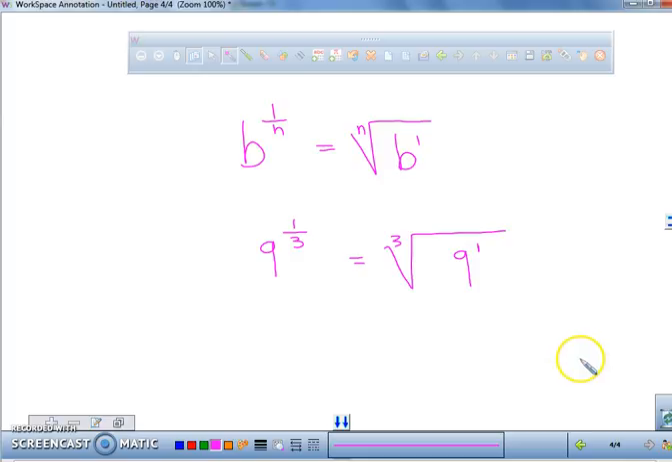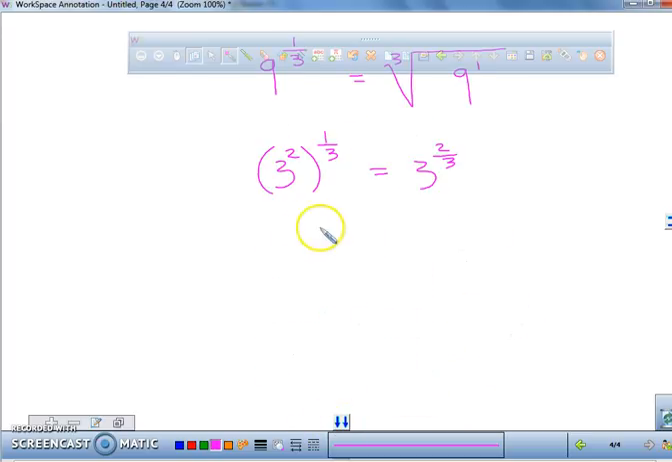Now, by the way, remember when we did that little chart where we had like 2 to the first, 3 to the first, we made those? 9 can also be rewritten as what? 3 squared, right? Well, what if I took 3 squared and raised that to 1/3? That could be rewritten as 3 to the power of 2/3.